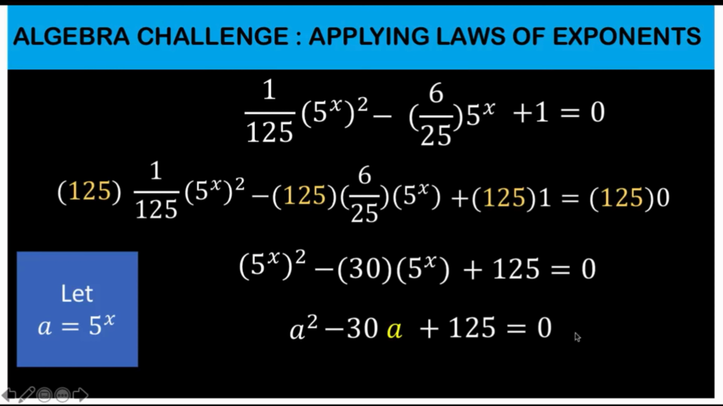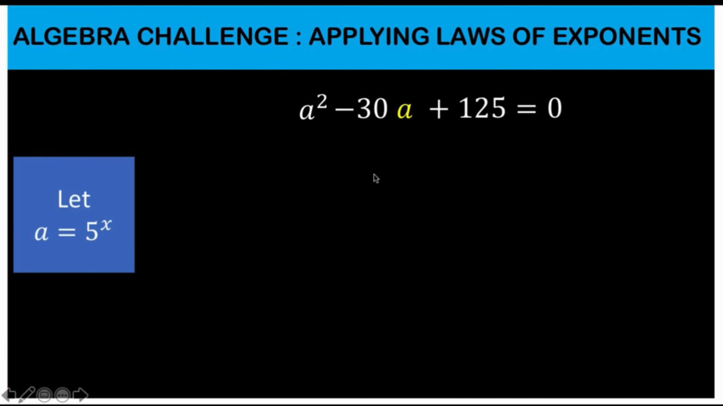This last line is so simple that we can easily factor this out. So what are the factors of a squared minus 30a plus 125? We simply get possible factors of 125 that will result to negative 30 when added. And those two factors are negative 25 and negative 5. You multiply these two, you will get positive 125. You add negative 25 plus negative 5, the result is negative 30. And so, we now write this as a minus 25 and the variable a again minus 5.